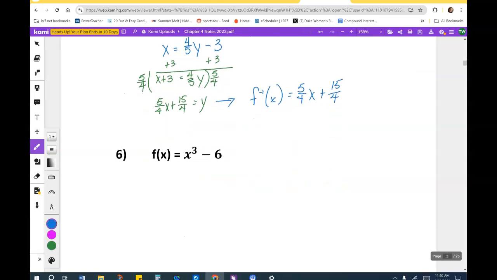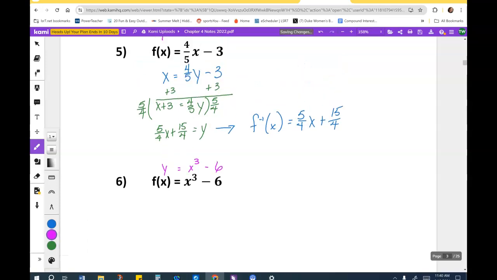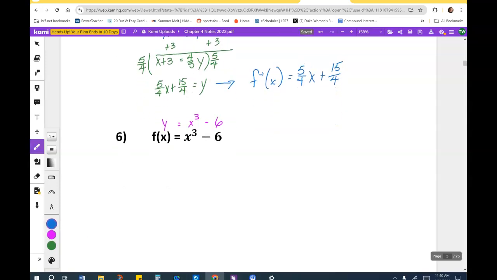The next one's got a cube in it, but we still do the same thing. This is y equals x cubed minus 6. So when I flip my x and my y, this is going to be x equals y cubed minus 6. I'm going to solve for y. So to get the y by itself, first I'm going to add 6 to both sides. So I have x plus 6 equals y cubed.